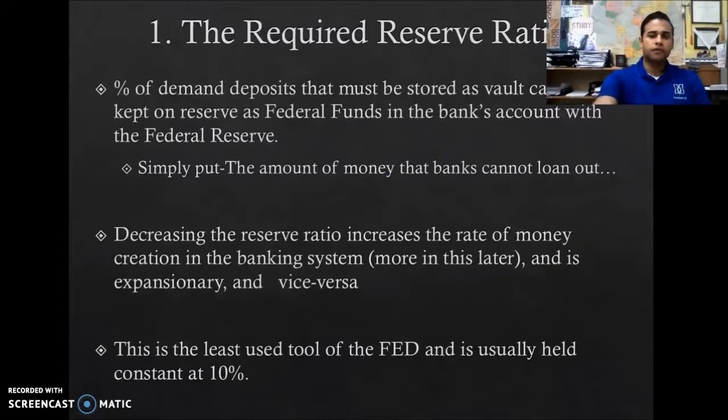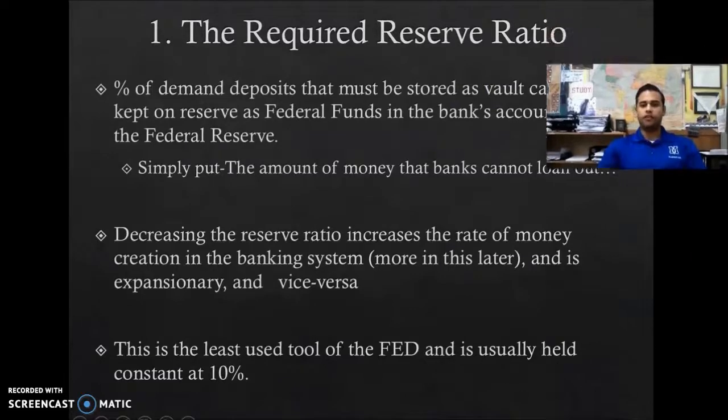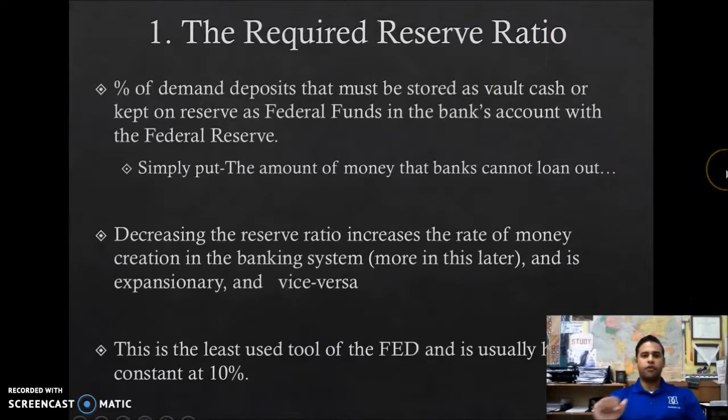So, the first of these from our list is the required reserve ratio. I have it defined up at the top as the percent of demand deposits that must be stored as vault cash or kept on reserve as Fed funds, you don't know what that is yet, in the bank's account with the Federal Reserve. Simply put, it's the amount of money that banks cannot loan out. Stop right here if you're writing notes. Don't keep writing. I want you to just listen to me talk about this first little paragraph.